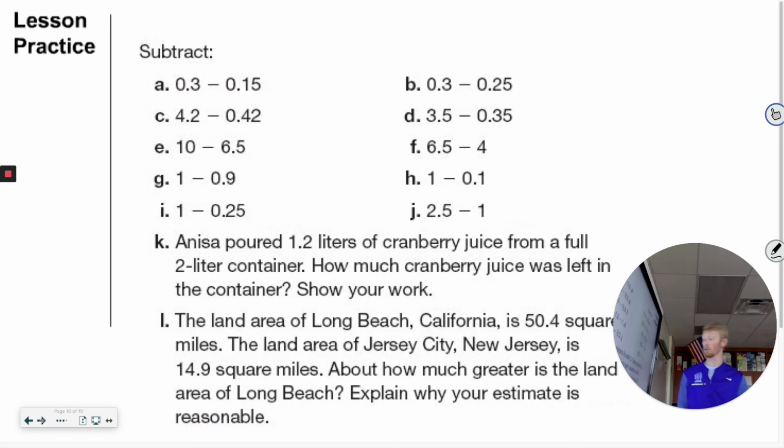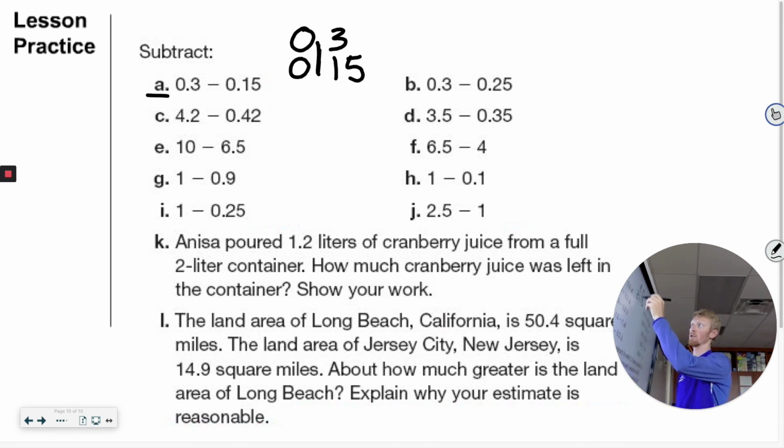All right, this is what your lesson practice looks like. That is part of your assignment. Subtracting decimal numbers. Don't forget to line up your decimal spots. So if I'm looking at A here, I need to line up 0.3 and 0.15. Don't forget to line up where the two decimals end up. Okay? And then don't forget also then to add your 0 to make it a little bit easier to solve the problems.